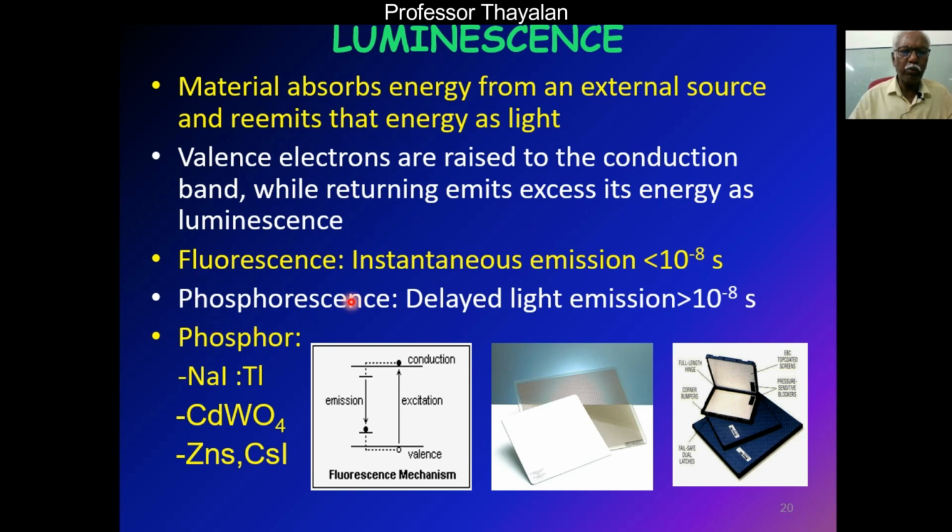There are two types of luminescence. One is called fluorescence, the other is called phosphorescence. Fluorescence is instantaneous emission, happening in less than 10 to the power minus 8 seconds. Phosphorescence is delayed light emission, happening in greater than 10 to the power minus 8 seconds. The phosphors we use in radiology or medicine are sodium iodide, cadmium tungstate, zinc sulfide or cesium iodide. This concept is used in intensifying screens, which are used in cassettes in screen film radiography.